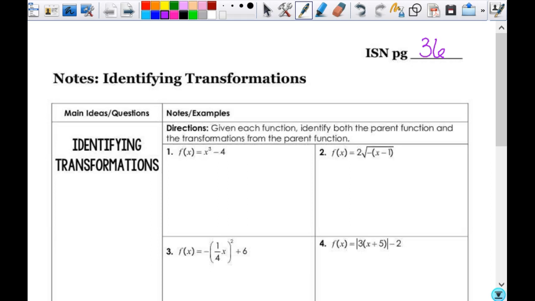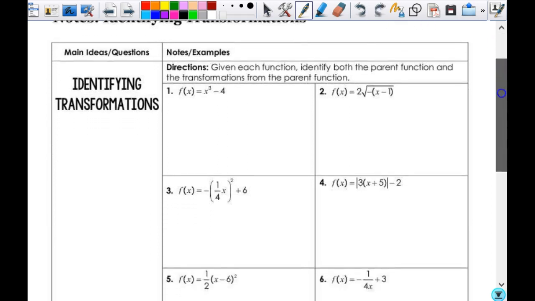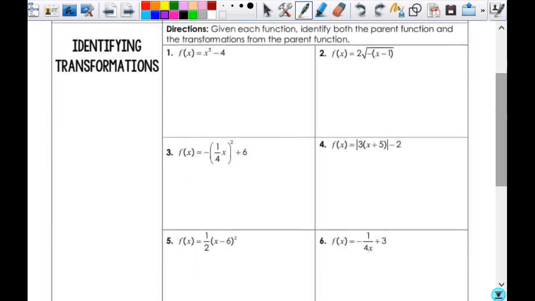The order in which we write them matters, what we write matters, and how we do this, because then when we go to graph, everything starts to come together on how we find all these things, and we got to make sure we can handle all this correctly. So it says, given each function, identify both the parent function and the transformations from the parent function. So I actually want you to write 3 things down before we even worry about what the transformations are, and they all revolve around the parent function.